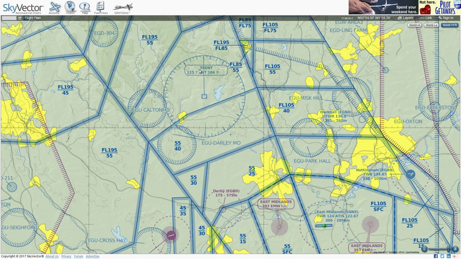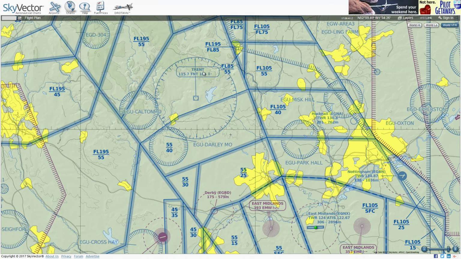That's the 3-letter identifier for this one. So that's Trent, Tango November Tango. That's the frequency for it, 115.7. That is the altitude of the station, 104 feet. And that is its identifier: dash, dash, dot, dash.